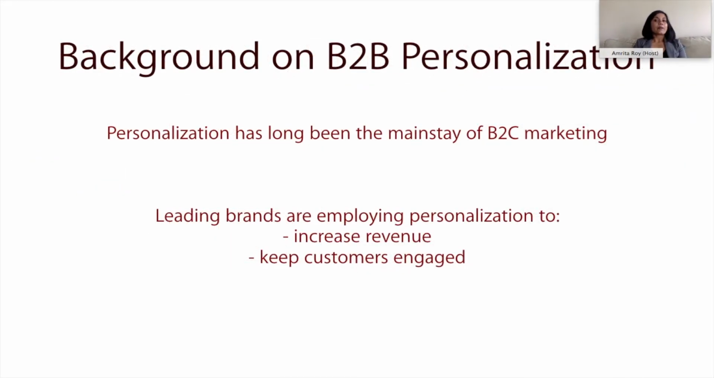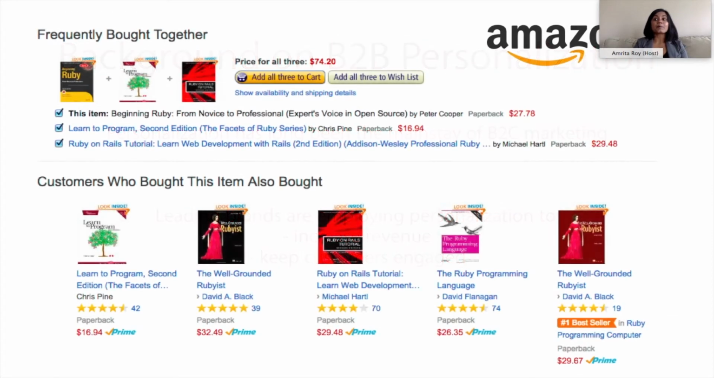So let me give you a little bit of a background on B2B personalization. Personalization is actually all around us. It's a mainstay of B2C companies in order for them to keep customers engaged and drive revenue. A real life example would be Amazon. When I'm in the process of buying a book, Amazon will be throwing in real-time recommendations around frequently bought together books, or customers who bought this item also bought the following. This is an example of how personalization is done in B2C space.